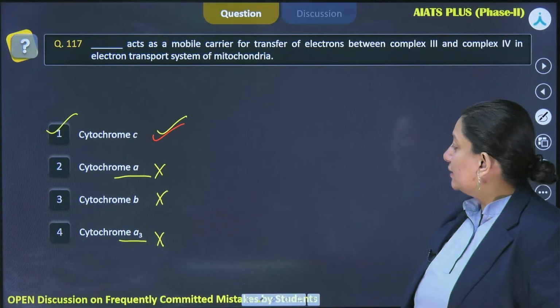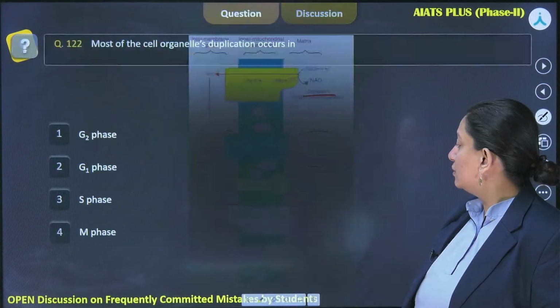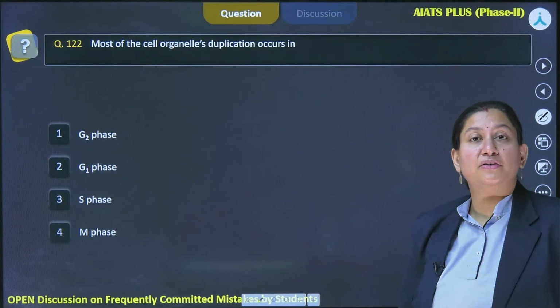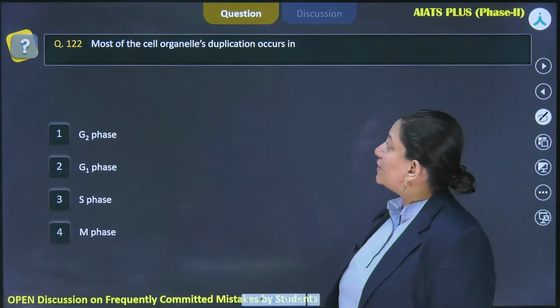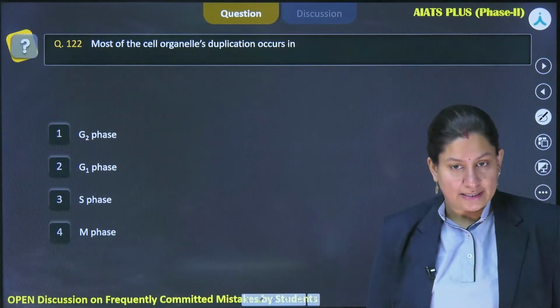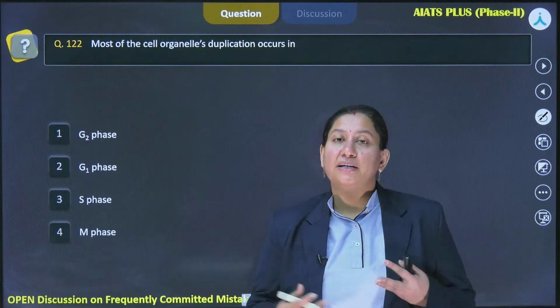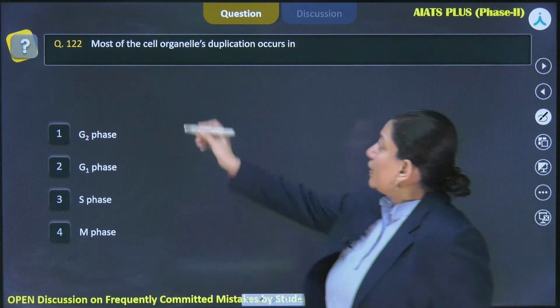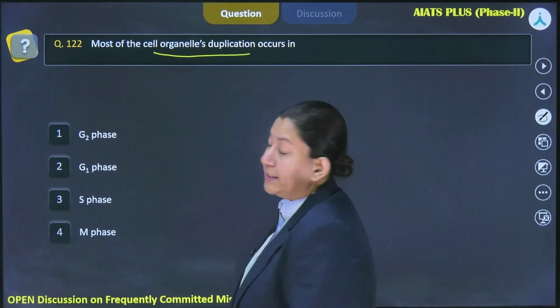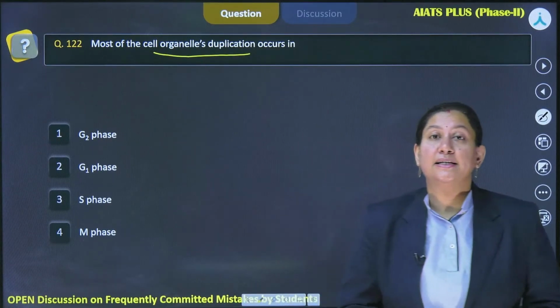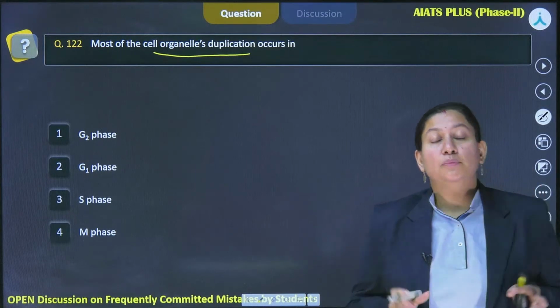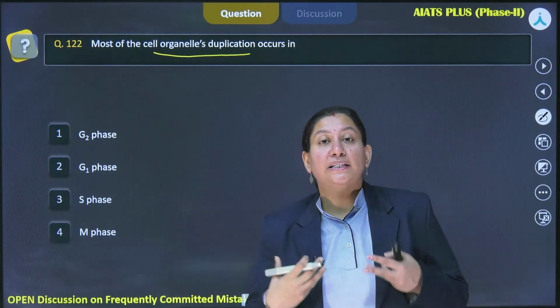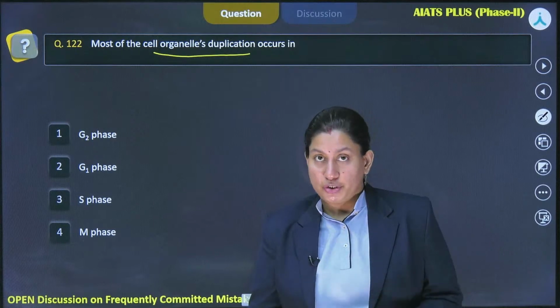All right, now let's move ahead to another question, which is question number 122, and it says that most of the cell organelle duplication occurs in. This is a question that has come multiple times, right? So when we talk about cell organelle duplication, why is this necessary? Because this particular process occurs during interphase when the cell is preparing itself for division.